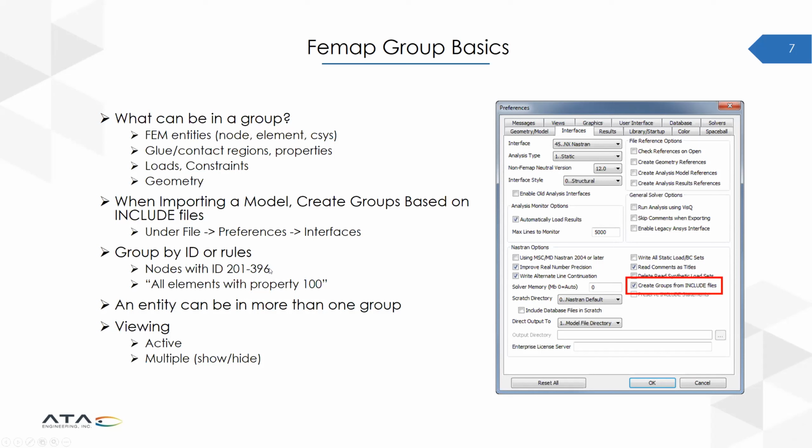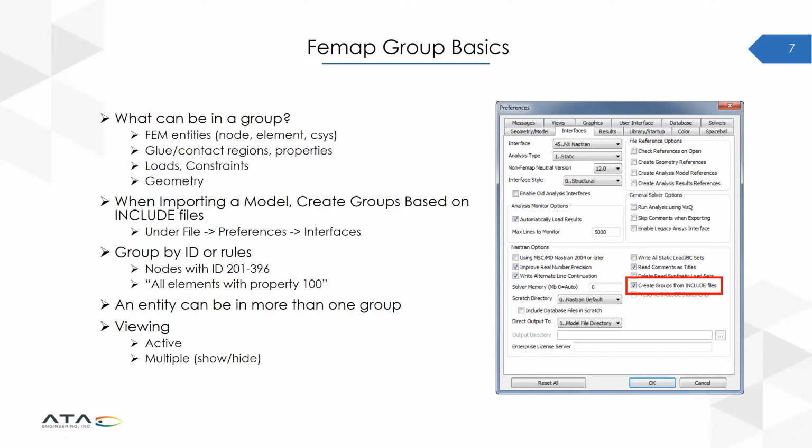When you're creating a group, you can do it two ways. You can do it by ID or by rules. If you're doing it by ID, let's say you have a list of some nodes, you want to look at specifically those IDs between, like, 201 and 396, something real specific. You can do that. Or you can do grouping by some rules. So I want to view all of the elements in this model that have property 100.